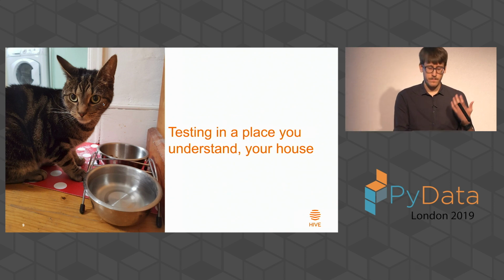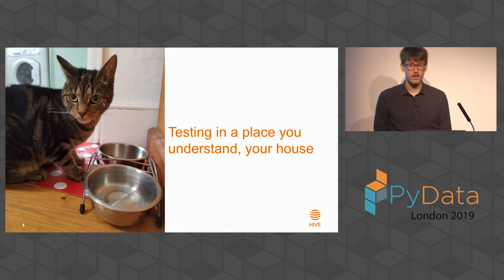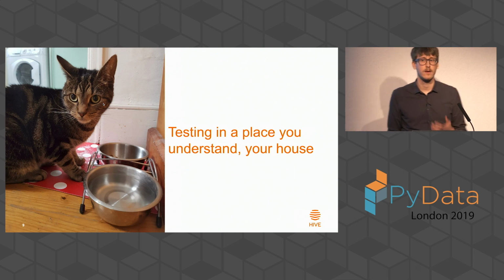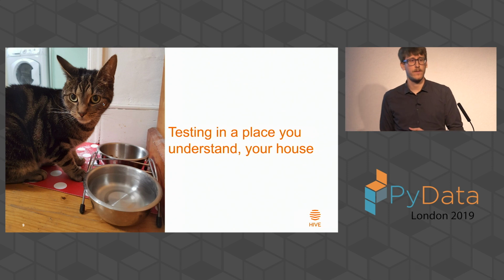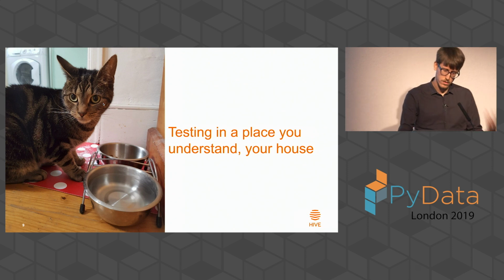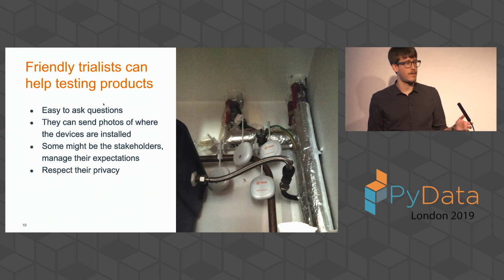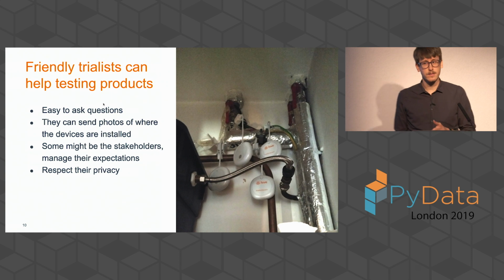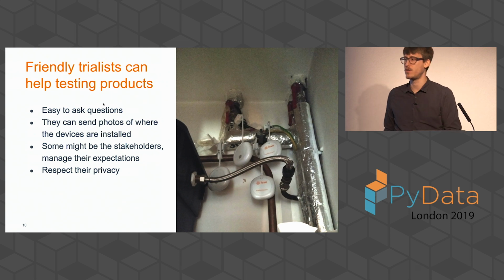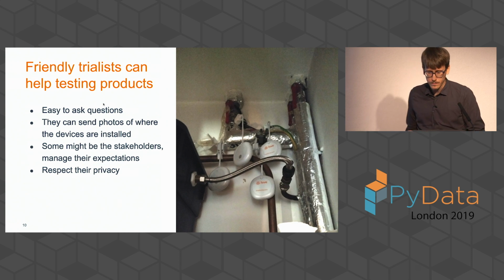But again, houses are difficult, and not all houses are the same. People do different things, have different schedules. So the next step is to go to more people. So we give devices to everyone in our team and their friends. First question I ask when someone new joins is, do you know where your stop tap is? Because you're going to get a leak sensor.